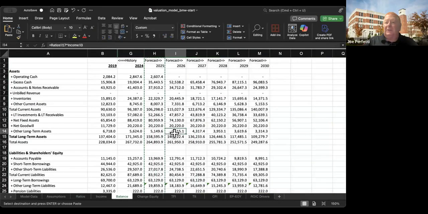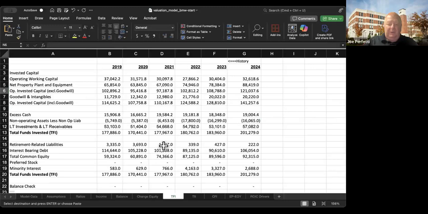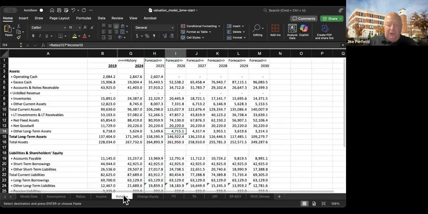Didn't take long. I think we're 45 minutes in. Next, because we have the balance sheets forecasted, we go to our TFI. Oh, before I forget, one other important change I forgot to do. So let's do it now.